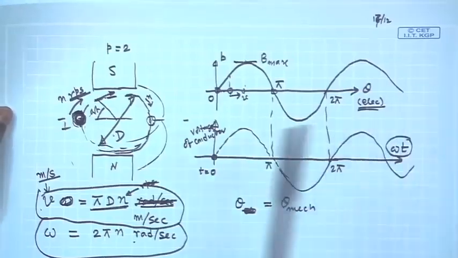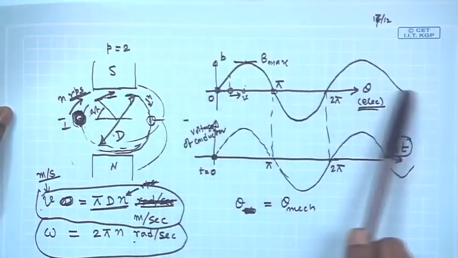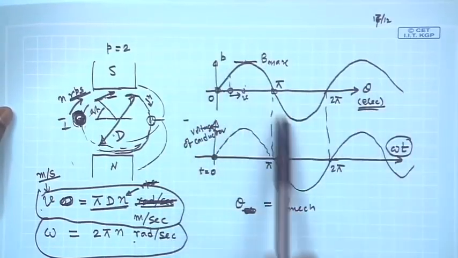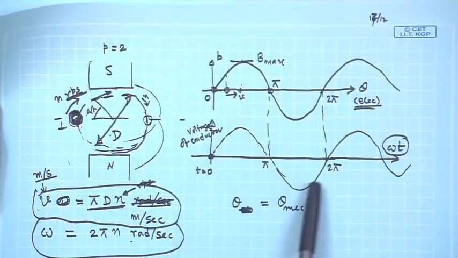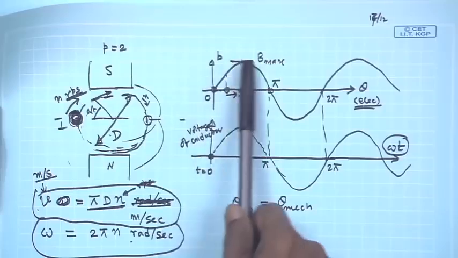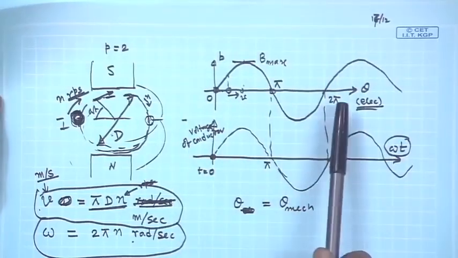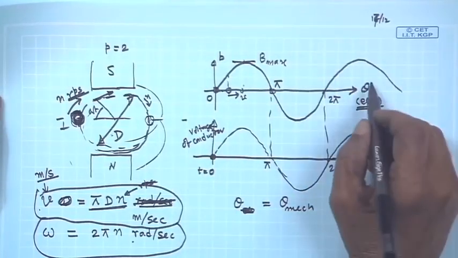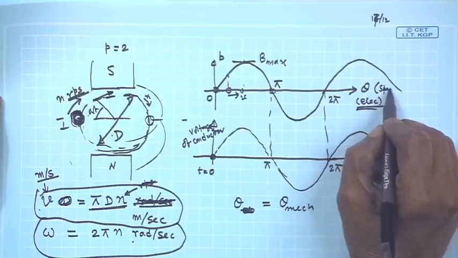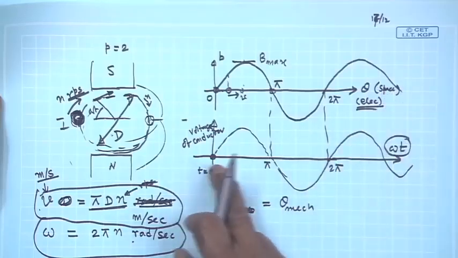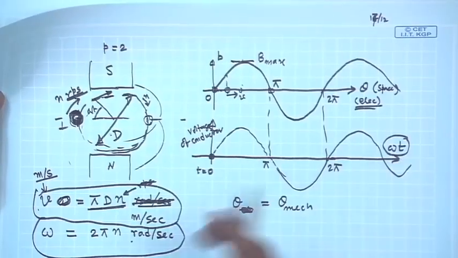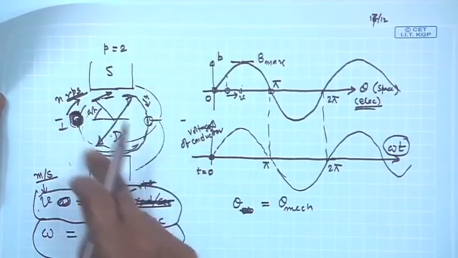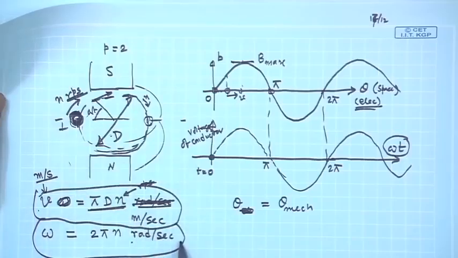A conductor moving underneath this B distribution will have an induced voltage across it just the same as this B distribution, and this is the space angle. Mind you, this theta is the space angle, and this is your omega t. What is omega? Omega is the speed of this rotor in radian per second.